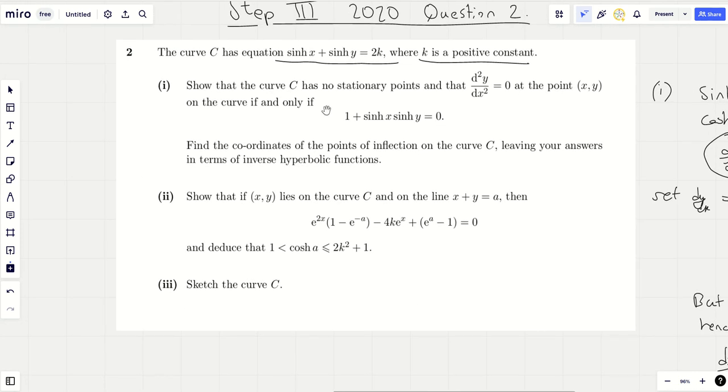Now, they said there was only one. They said if and only if this is the case. So this is the case, then that's the case, and if that's the case, then that's the only case, because that's the way an if and only if statement works. That's the way implication works in maths.